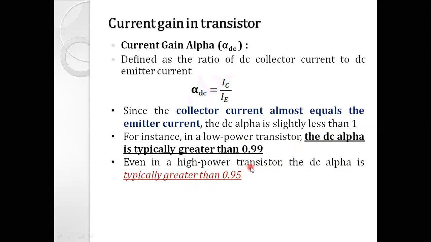What is a high power transistor? Transistors are also classified based on the power level.